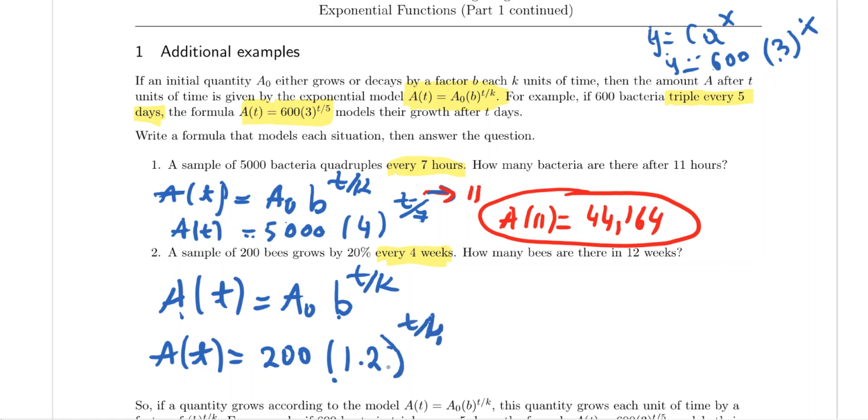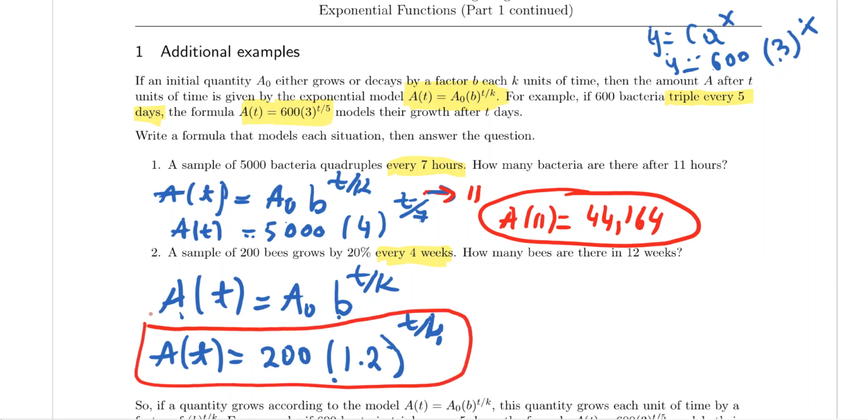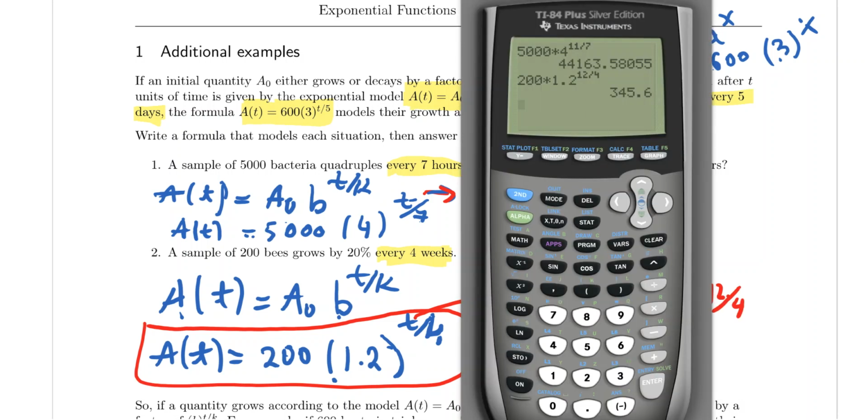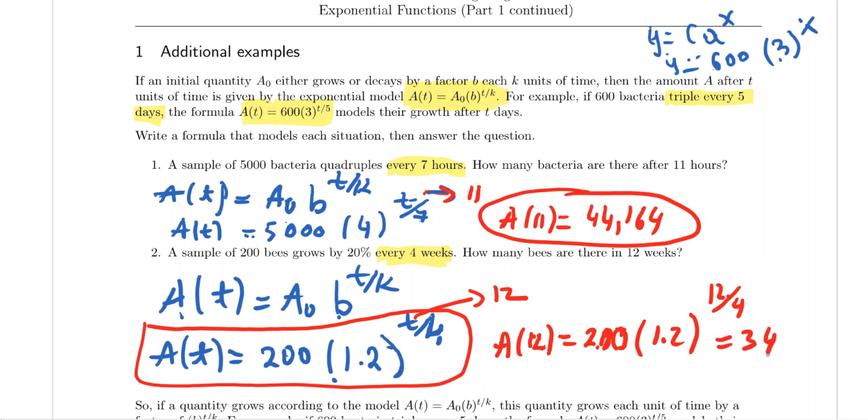And now to answer the question, this is the formula that you're going to use to answer the question: how many bees are there in 12 weeks, which just means that T is 12. So you put that in the calculator and you see that it grows to 346. So in 12 weeks, that's how many bees you will have if the growth happens like this every 4 weeks.